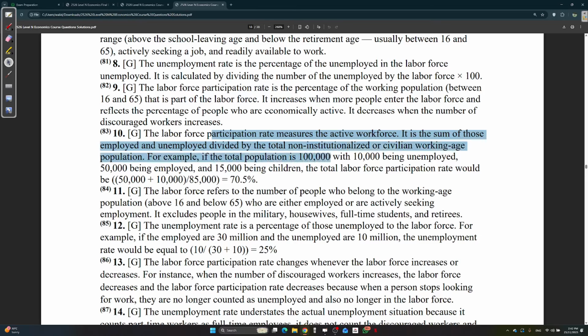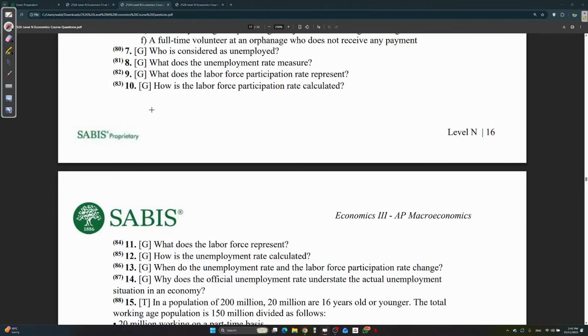For example, the total population is 100,000. Okay, 10,000 are unemployed, 50,000 are employed, and 15,000 are children. The total labor force participation rate would be 50 plus 10 over 85. How do you do this? The formula is as follows. LFPR, I'll put it like this. LFPR equals the labor force divided by the number of individuals in the working age.